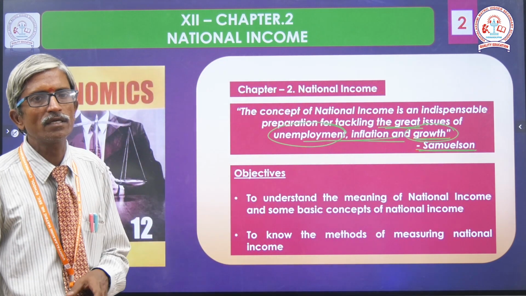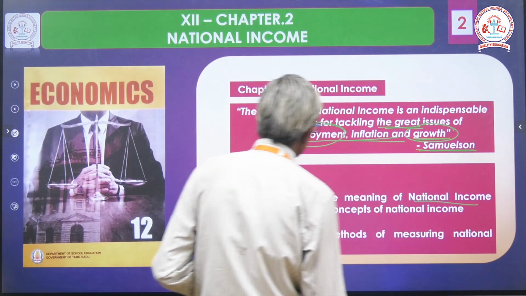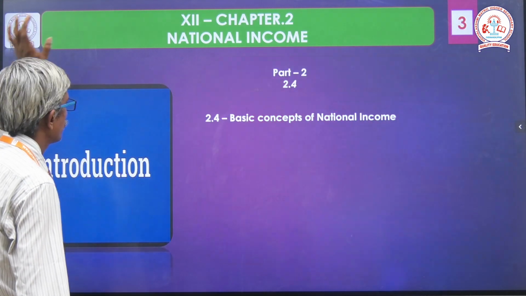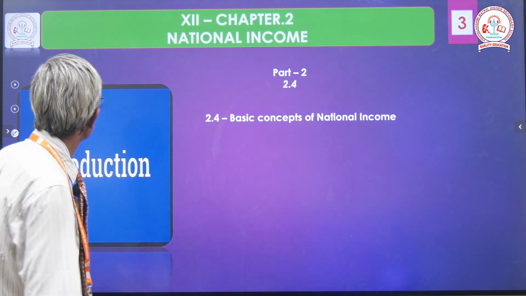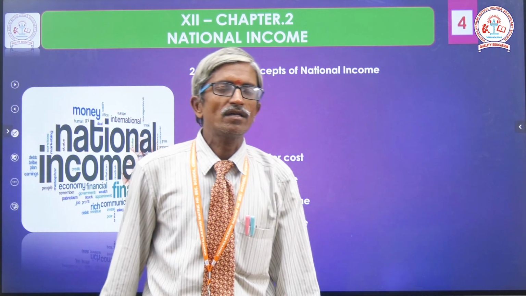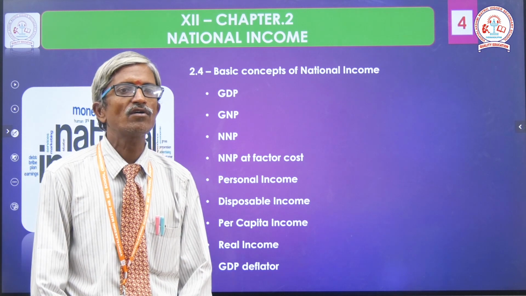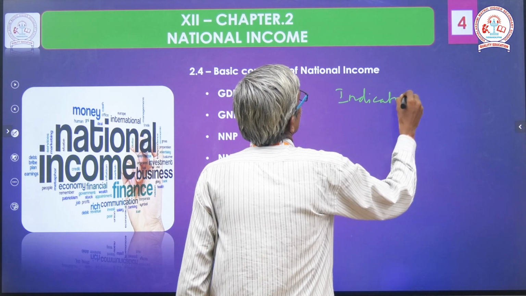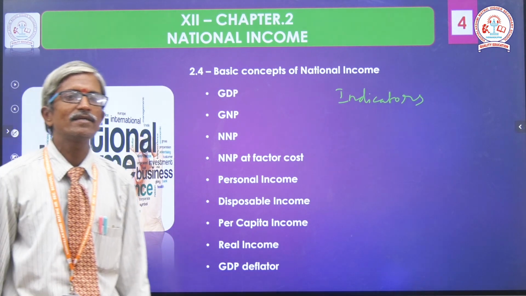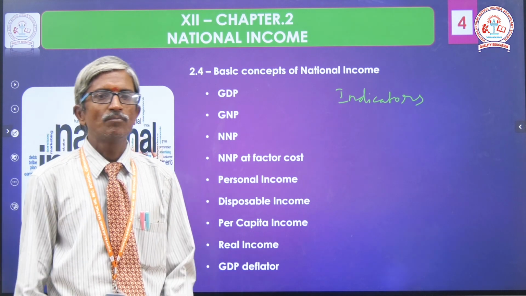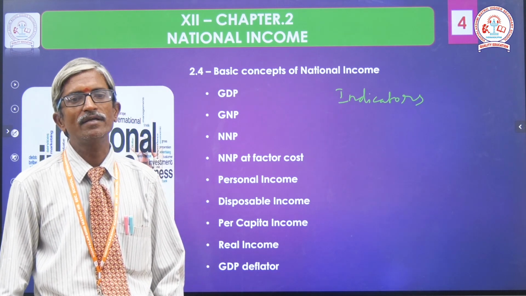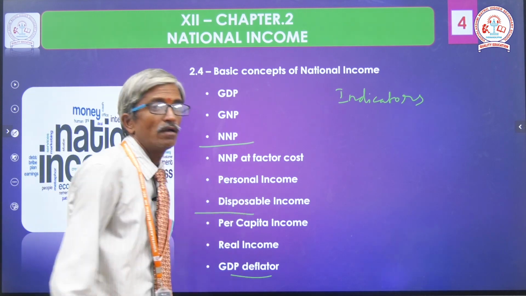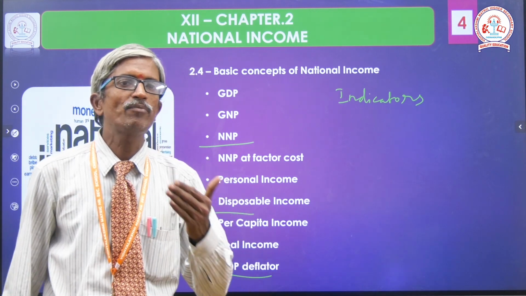As usual, you know the learning objective very clearly. One is the meaning of national income and some basic concepts. This is the topic we are going to see today. The basic concepts of national income. There are 9 important concepts. These are all called indicators: GDP, GNP, NNP at factor cost, personal income, disposable income, per capita income, real income and GDP deflator. For easy understanding, I made it into 3 plus 3 plus 3.